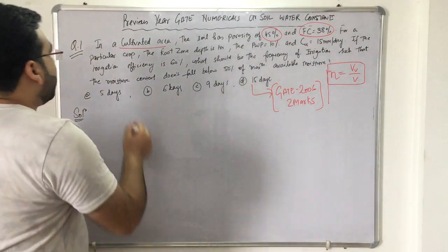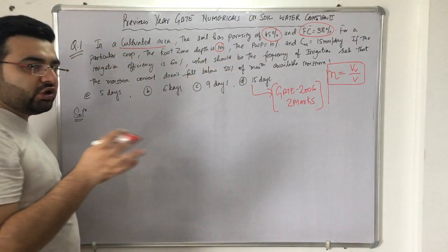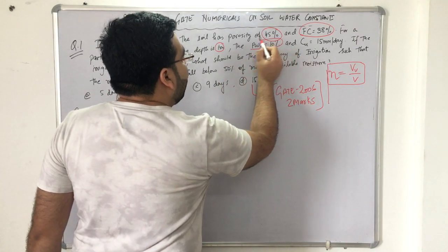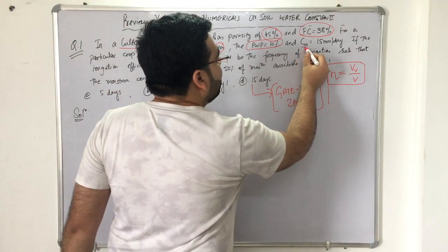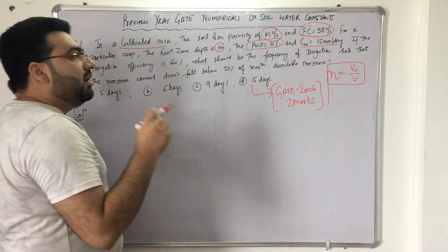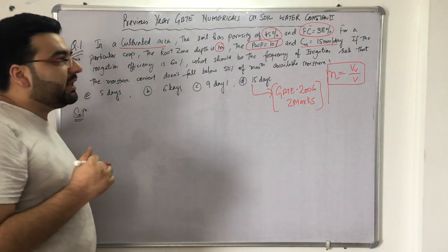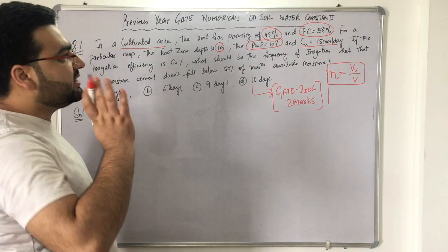For a particular crop, the root zone depth is 1 meter. So root zone depth is also given to you as 1 meter. The permanent wilting point is 10%, and CU is 15 mm per day. What is CU? CU is the consumptive use. And what is consumptive use? The water required by a plant for maximum growth is known as the consumptive use.